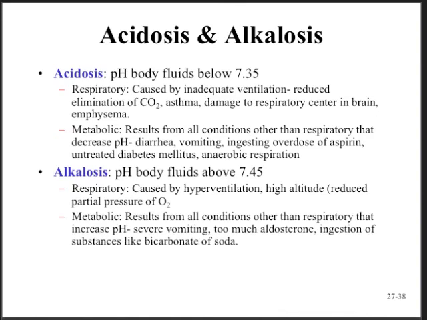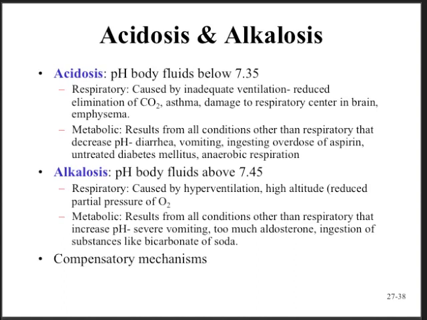Metabolic alkalosis results from all conditions other than respiratory that increase pH. These include severe vomiting, too much aldosterone, or ingestion of substances like bicarbonate of soda. What will happen here, again, is that the body pH will begin to rise, and the result, if unchecked, is that membrane potential will be perturbed, and eventually proteins can denature and the chemical reactions they catalyze can cease.